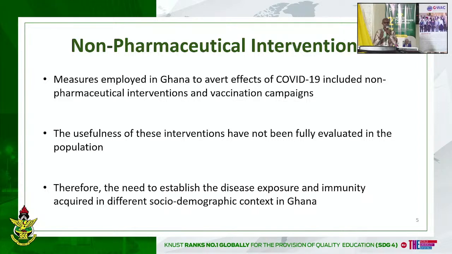For the measures we employed, we want to find out how useful they were in helping to curb the disease in our setting. Therefore, we need to establish the disease exposure and immunity acquired in different socio-demographic contexts in Ghana, meaning that we want to find out, within different places in Ghana, the urban and the rural areas, how it was felt during the pandemic. We want to find out how people contracted the disease, how immunity was developed, and how the immunity will wane, or the longevity of this immunity. And also find the difference in seroprevalence between the urban and the rural.